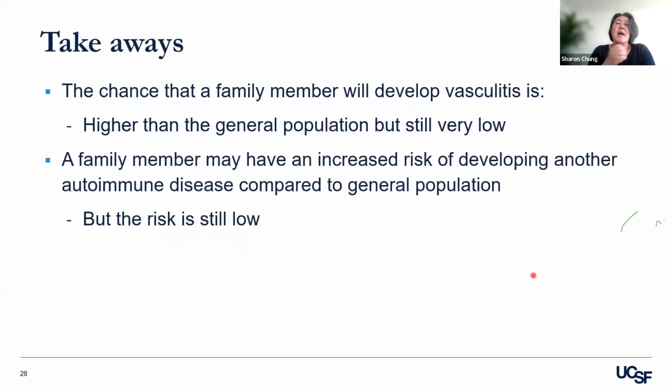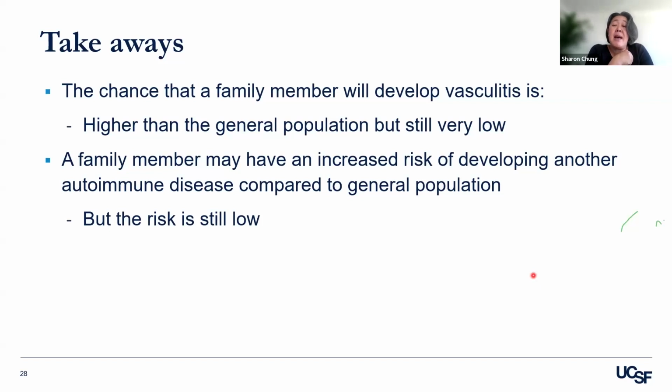So when I'm asked, is vasculitis genetic? What I generally say is that the chance that your family member will develop vasculitis is higher than the general population, but it's still pretty low. And so I think you and your family members should go out and do the things you want to do in life and not worry about whether or not your brother, your sister, your mother, your father, your child will develop vasculitis, because the likelihood that they will develop vasculitis is very low.